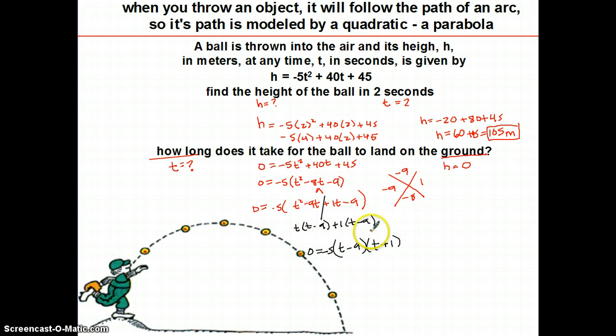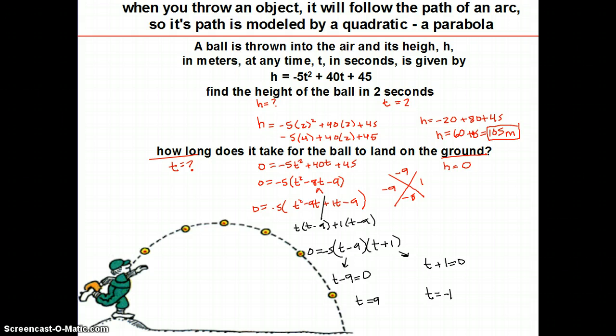Now to solve, I set each of these factors equal to 0. So each factor that contains a t, I set equal to 0, giving me t minus 9 equals 0 and t plus 1 equals 0. I end up with t equals 9 when I solve the first and t equals negative 1 when I solve the second. So we have two options.